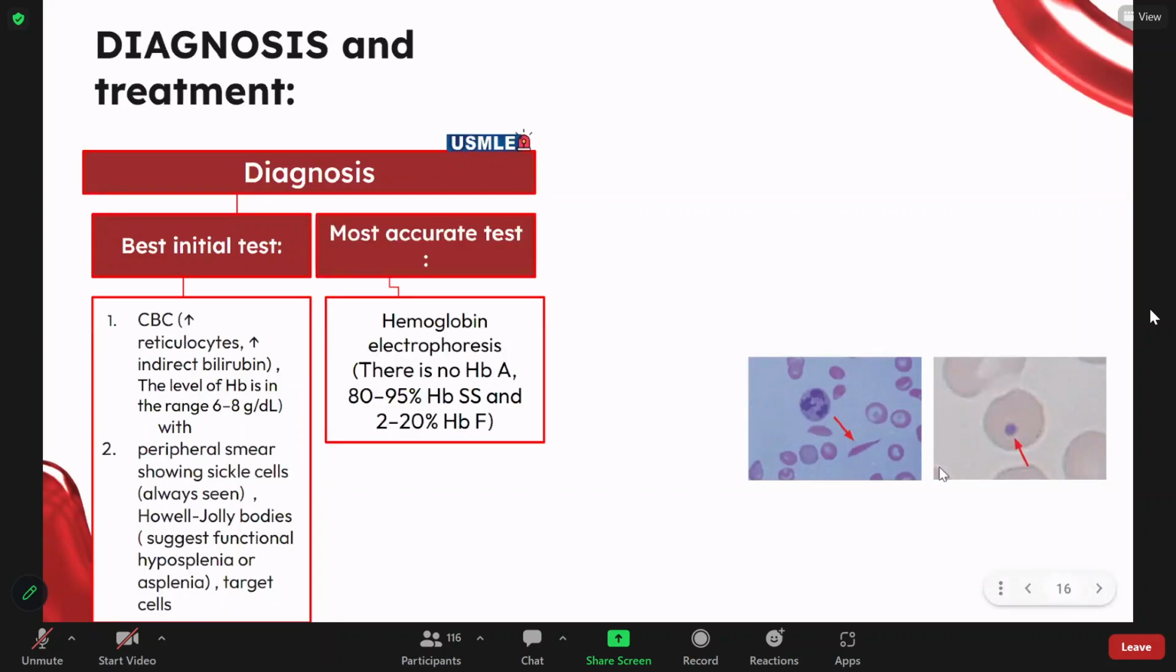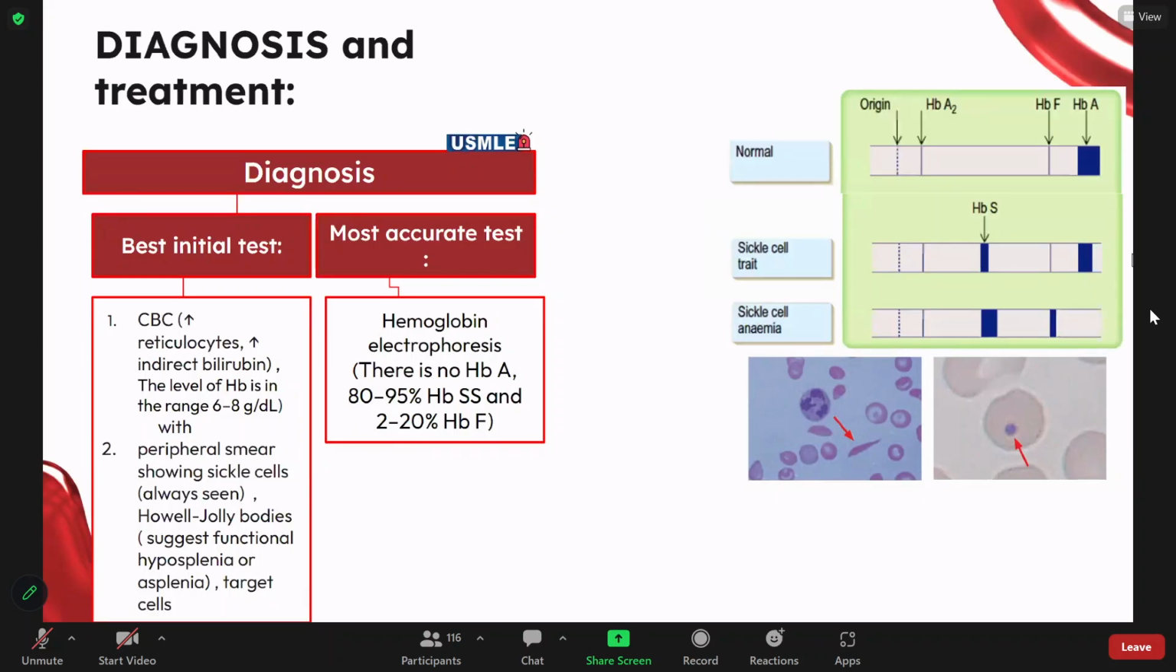The most accurate test is hemoglobin electrophoresis. The normal electrophoresis, as we see here, shows the highest level is hemoglobin A. Also, hemoglobin F and hemoglobin A2 will be present.